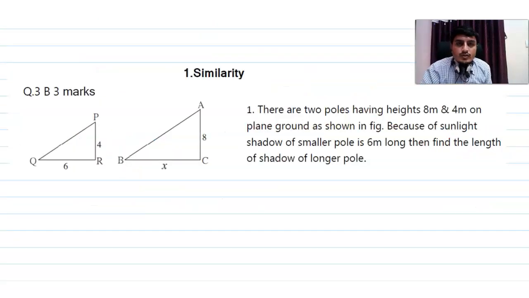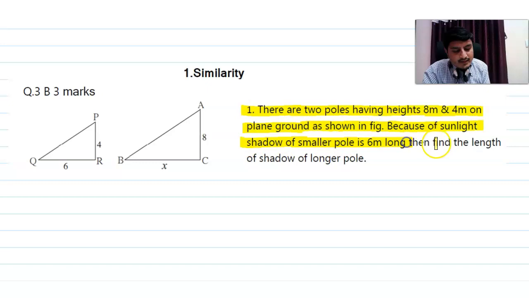Look at the first question from question 3b. It is of the form: there are two poles having height 8 meter and 4 meter on plain ground as shown in the figure. Because of sunlight, the shadow of the smaller pole is 6 meter long. Then find the length of the shadow of the longer pole.